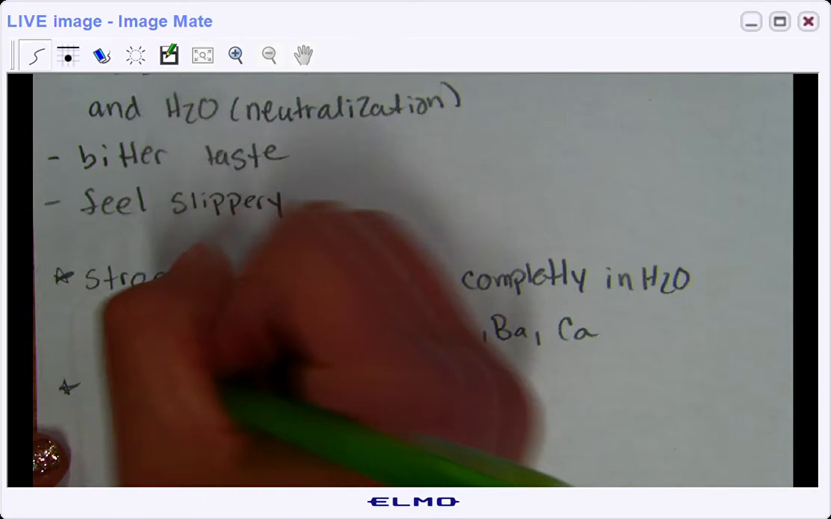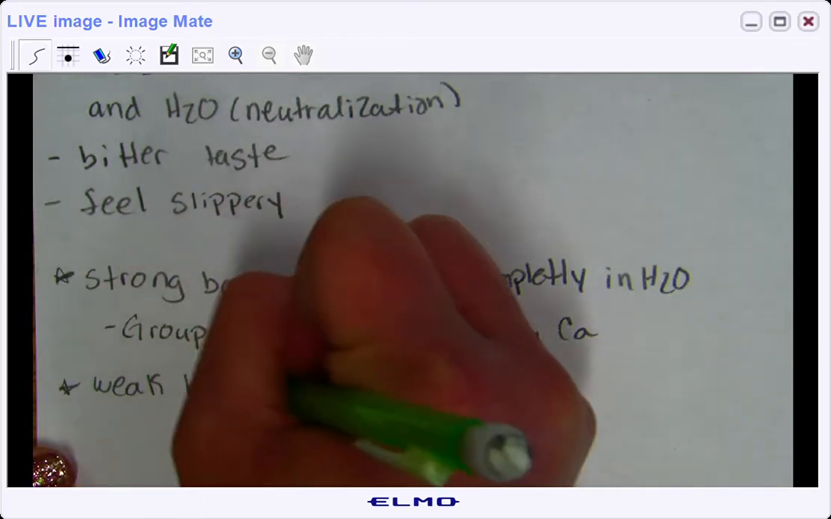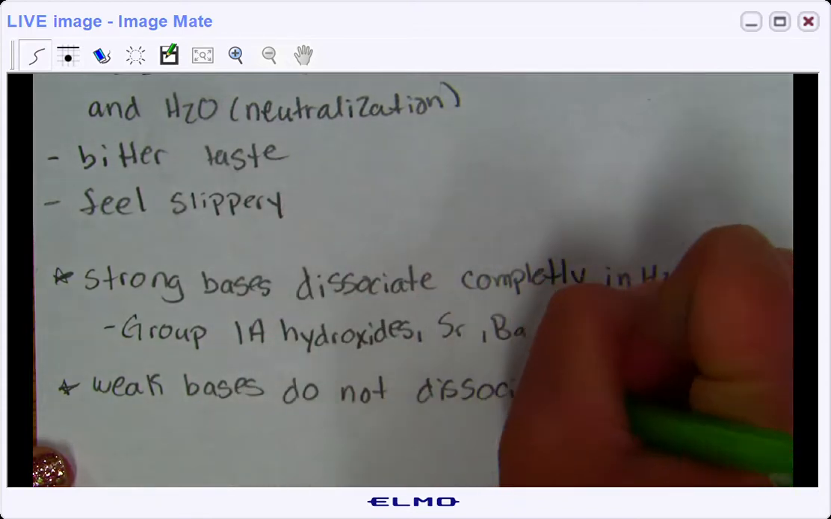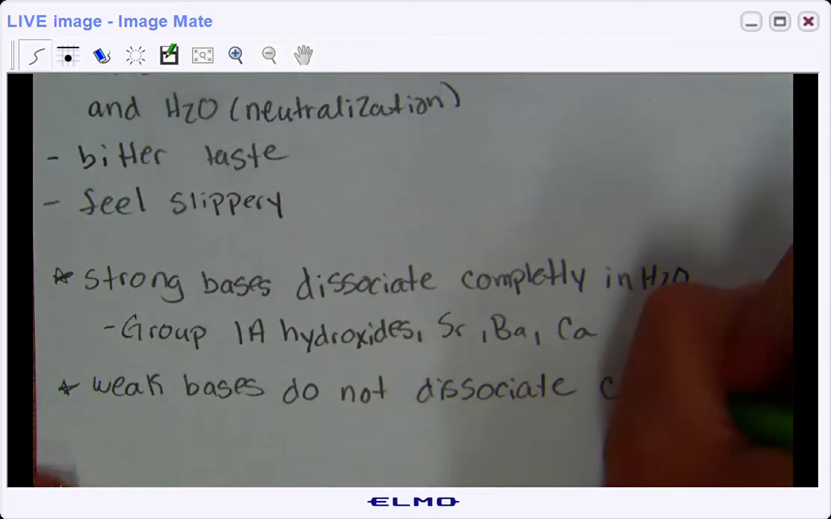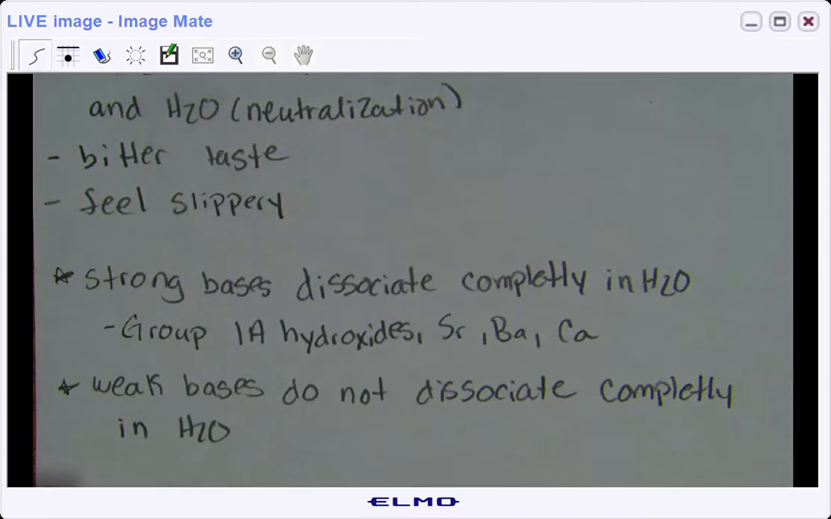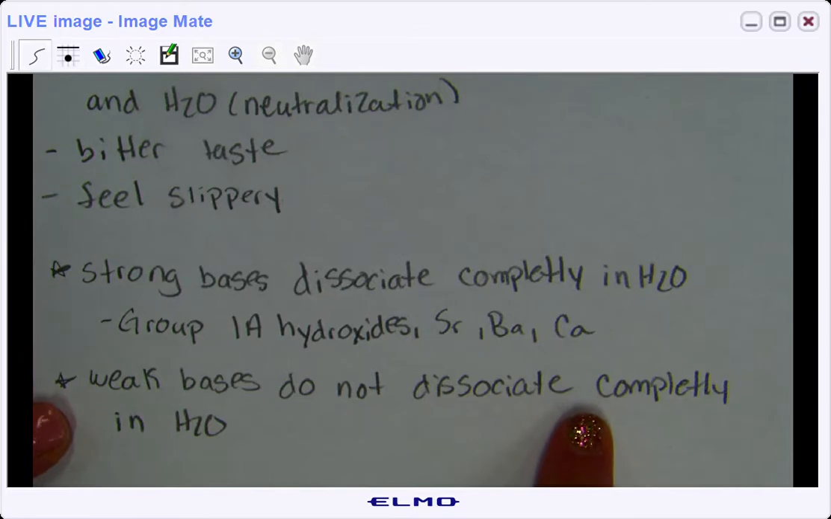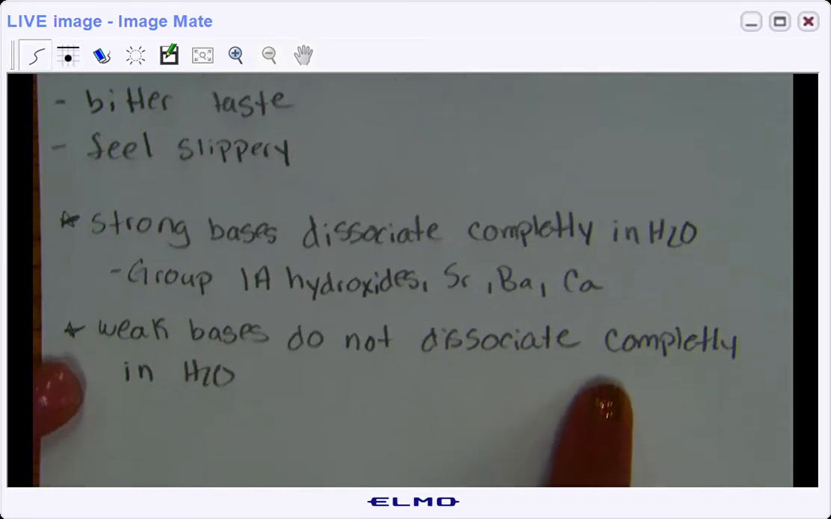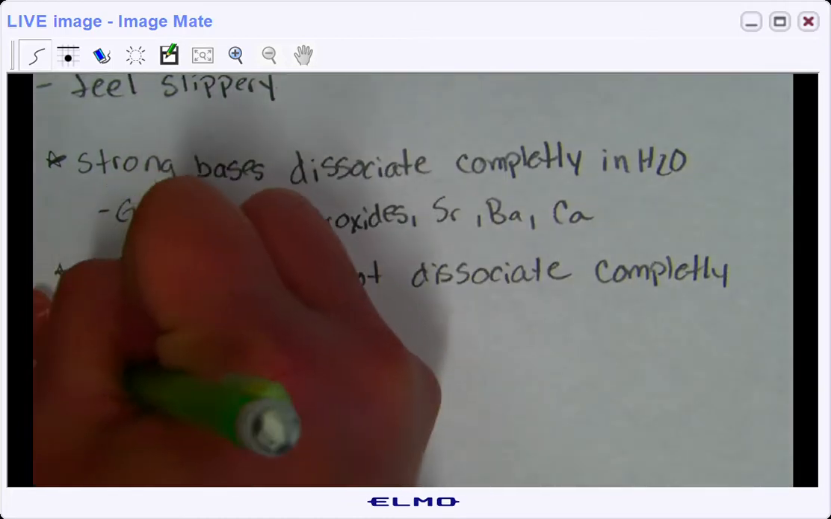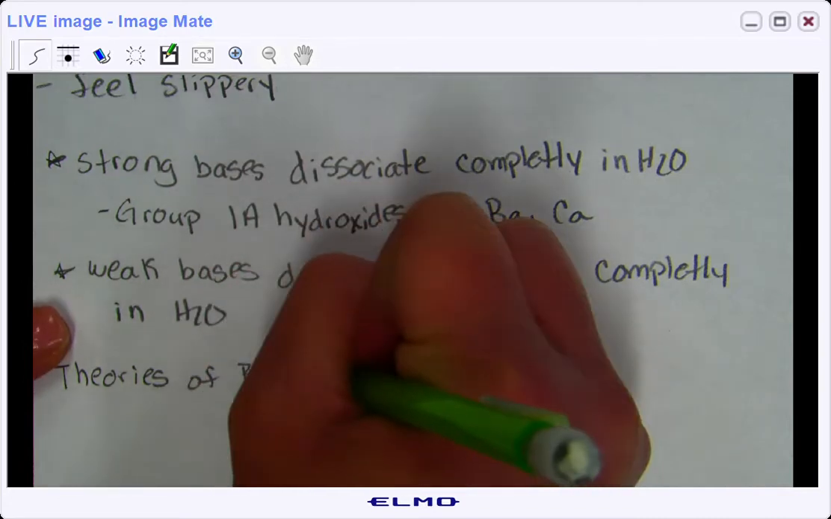Weak bases do not dissociate completely in water. So they will form some ions, but not all ions. So strong bases will form all ions, weak bases will form some, but not all. So let's take a look at our theories of bases. And again, we're only going to look at two of the theories. There are more than two, but we're going to stick with the two.